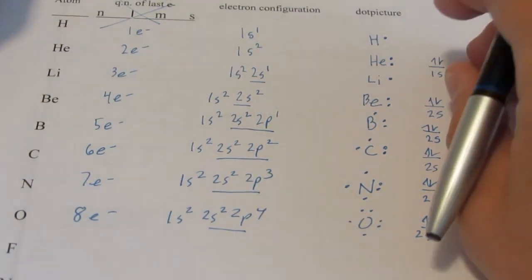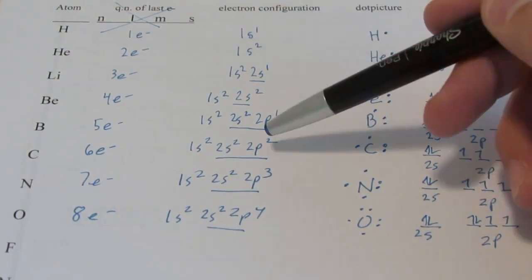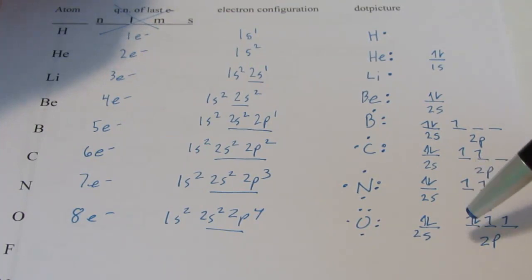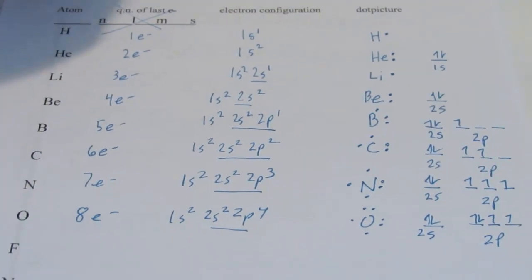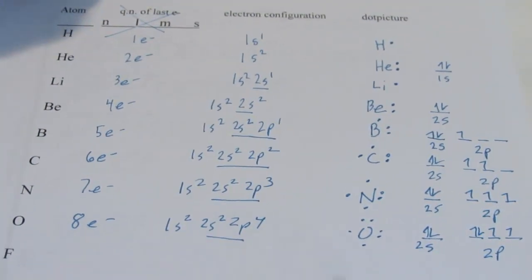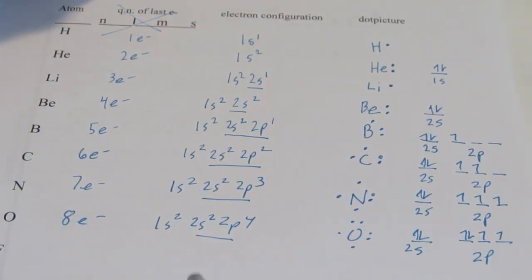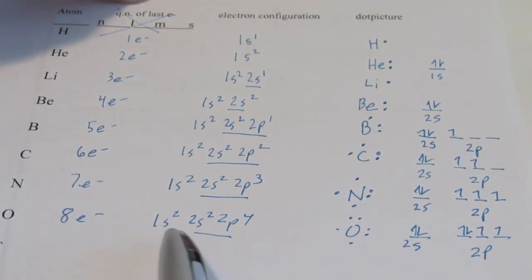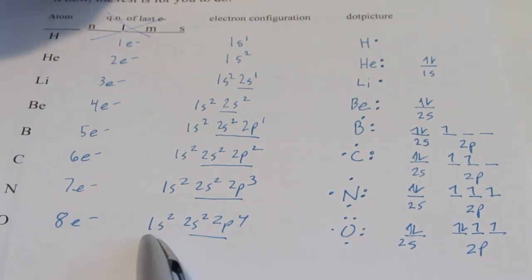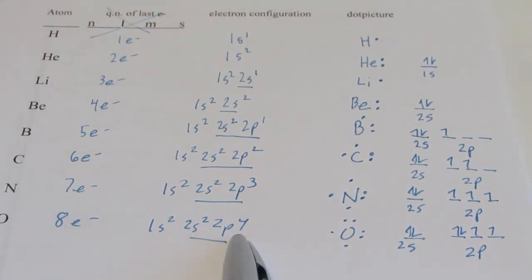Okay, we're back. We're continuing with electron configurations and electron dot pictures. As you recall, at the end of the last video, we went all the way through oxygen. We got up to 8 electrons. You can see the electron configuration for oxygen is 1s2, 2s2, 2p4.